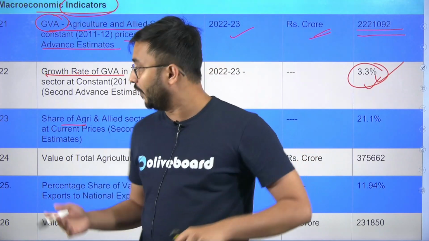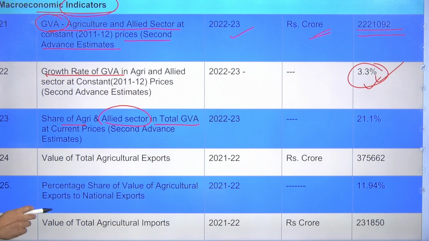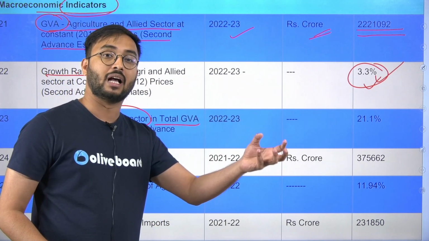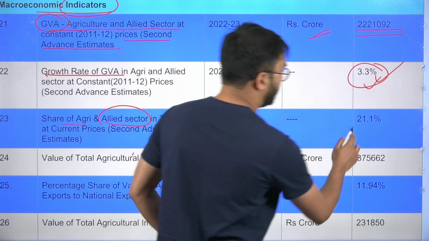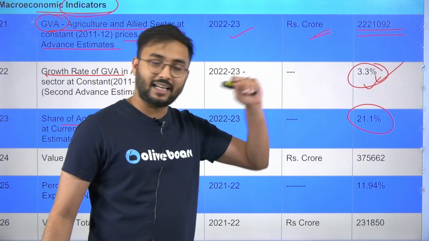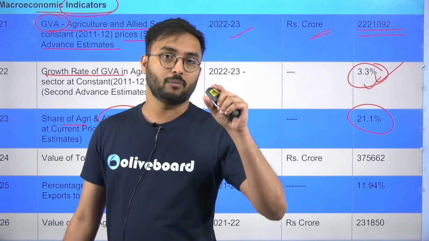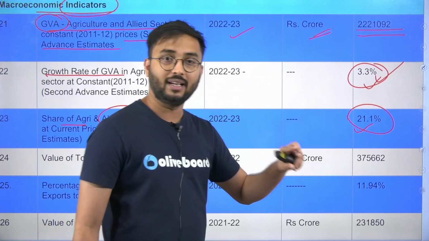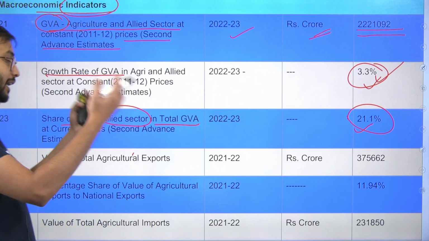You get the idea? Whereas the share of agriculture and allied activities in the total GVA is, in 1 year, how much was the contribution given by agriculture and allied activity. Now, the previous value was 18% and the latest value is 21.1%. The 18% value was asked in NABARD Grade A Phase 1 2021. Now you should know that it is 21.1%, that is, there is an increase.